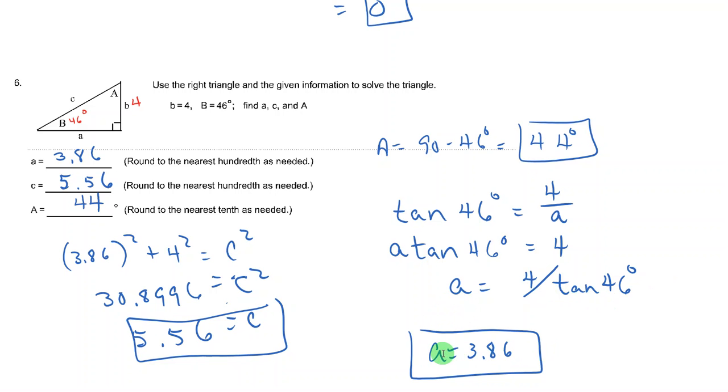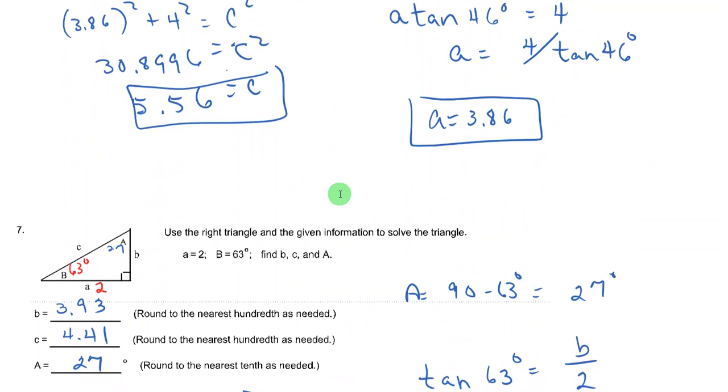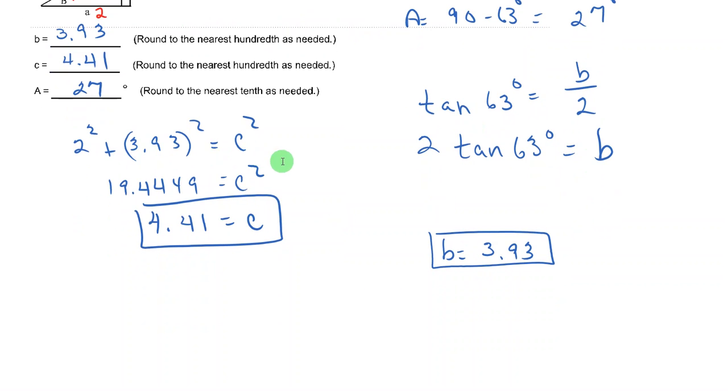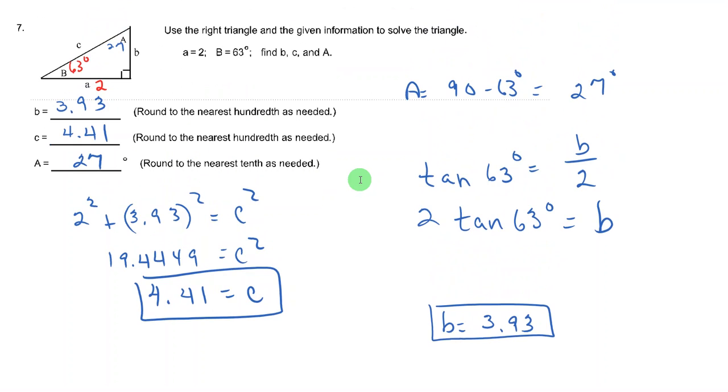You can do some different things to find side C, but what I did in this particular one, I knew that side A was 3.86 and side B was 4. So I used Pythagorean and I said that squared plus that squared equals C squared. And I went on from there. All right, number 7, exactly the same methods. You are given 2 things, you're finding the others. So you find an angle, then you figure out which trig function you could use there. Then I used Pythagorean to get C. So I think you can follow that one.